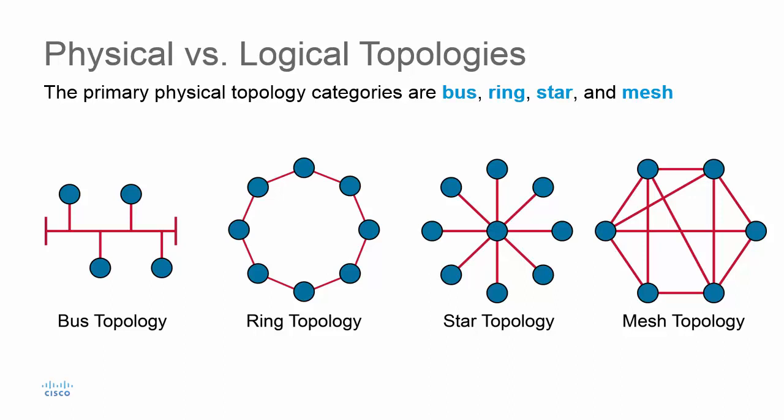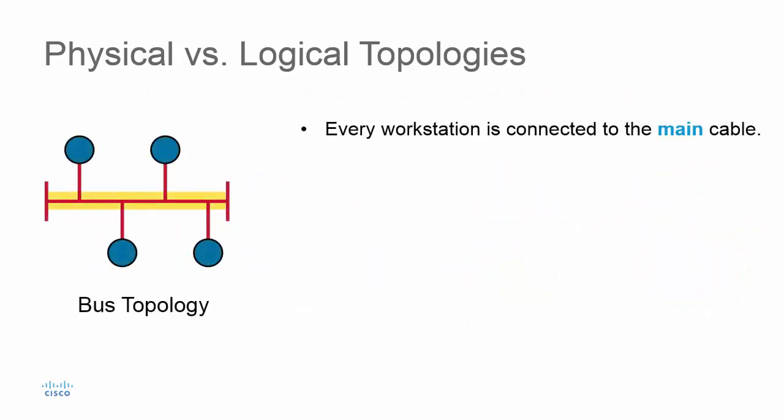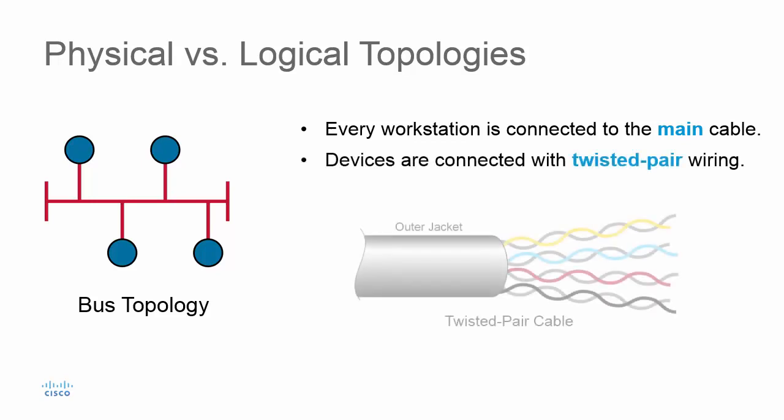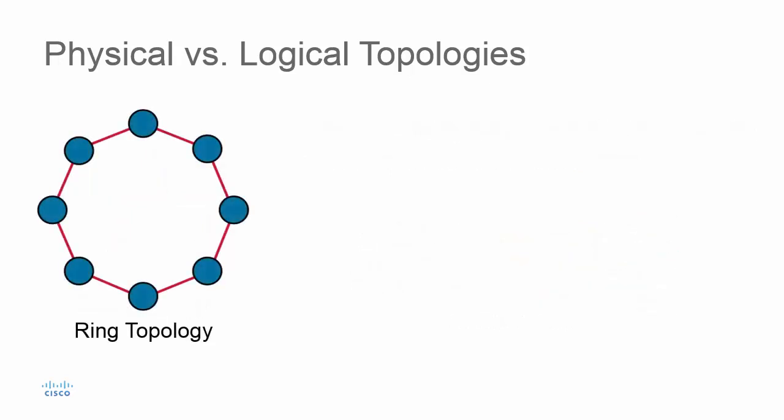Let's take a look at each of them. In a bus topology, every workstation is connected to the main cable. So each workstation is directly connected to every other workstation in the network. In early bus topologies, computers and other network devices were cabled together in a line using a coaxial cable. But today, modern bus topologies establish a bus in a hardware device and then connect the host devices using twisted pair wiring.